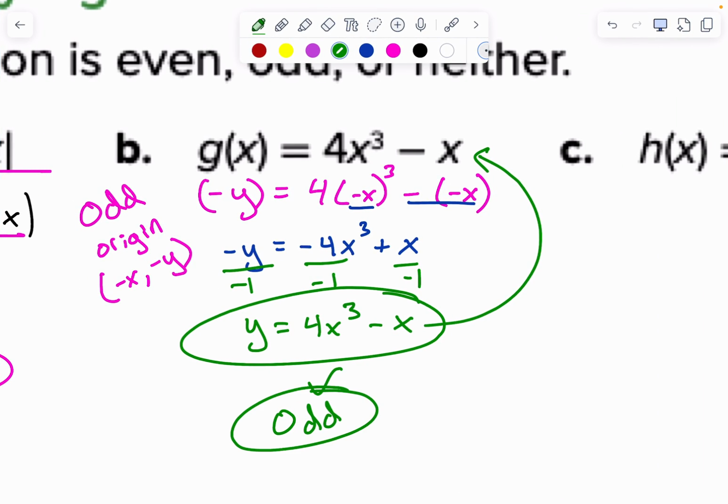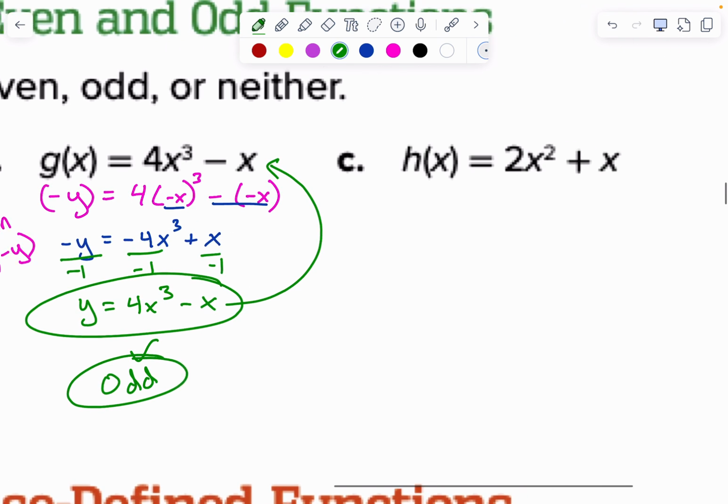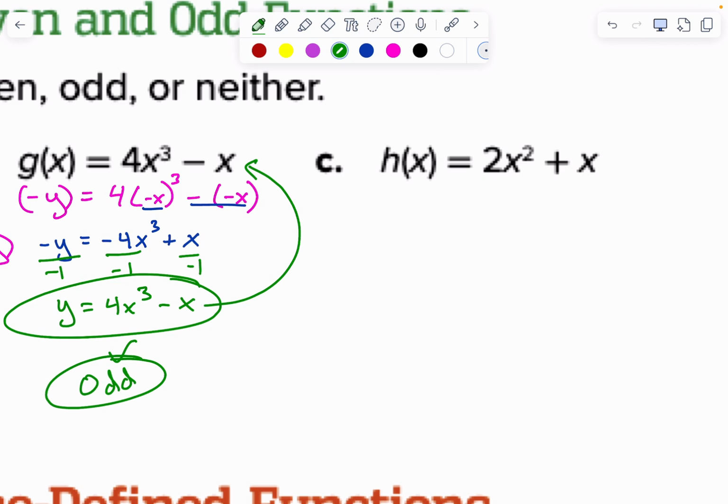So what happens if only one goes back? If only one returns, then it's nothing. No symmetry. I'm guessing that's what's going to happen over here. Which one should we check here? Let's check even. Even is y-axis symmetry. I have to keep writing that down.